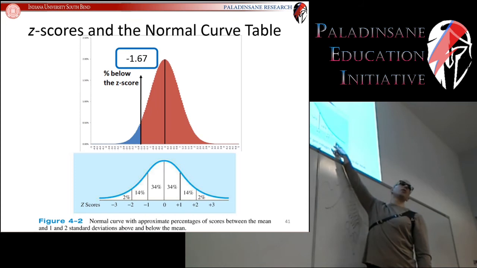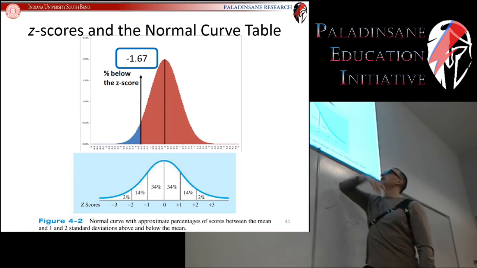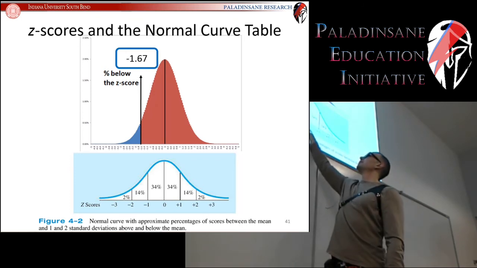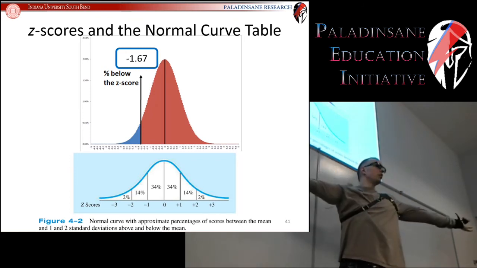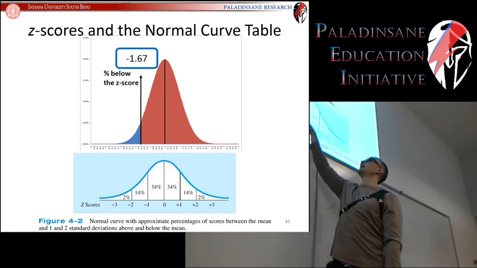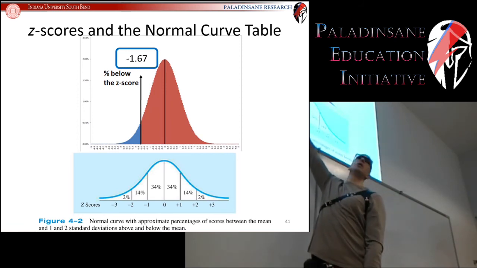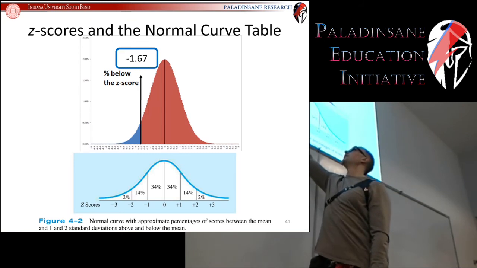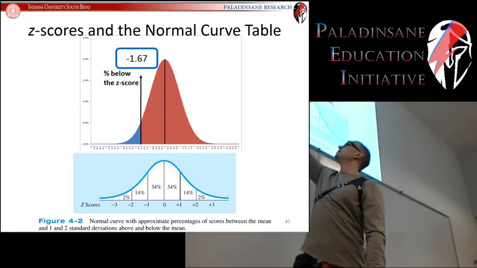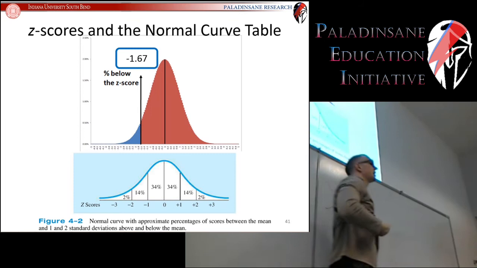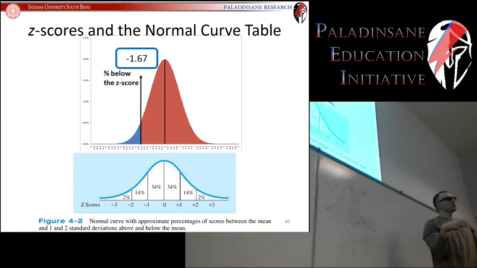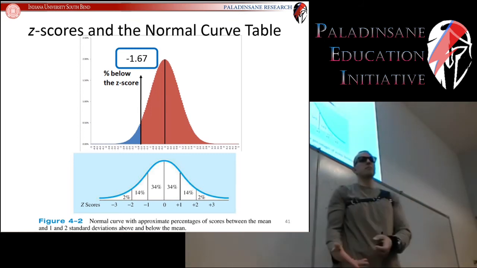I have no idea why they put that plus 3 there. That plus 3 is meaningless. It's confused so many students because they wonder, well, what's the percentage for that one? Ignore the plus 3. It's not used at all. Same with the other side. From 0 to minus 1, the normal curve is symmetrical, 34%. From minus 1 to minus 2, 14% of the curve. And from minus 2 all the way down, 2% of the curve. Ignore that minus 3. So we're going to use these approximate areas as our second backup plan.